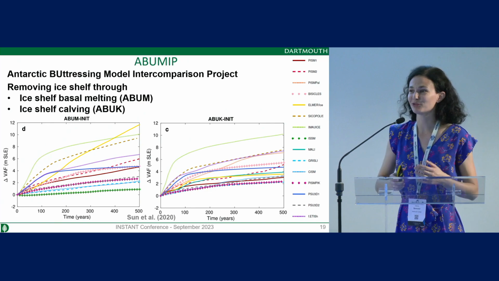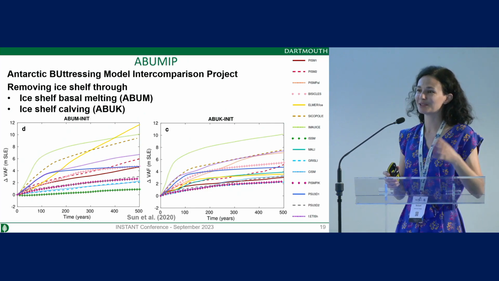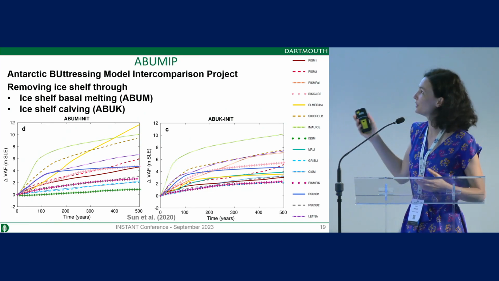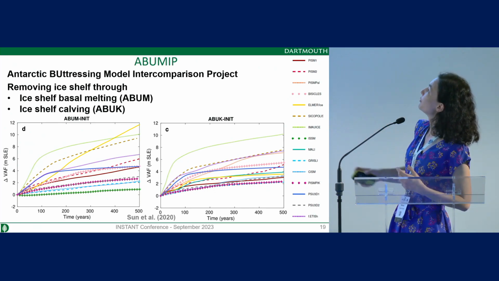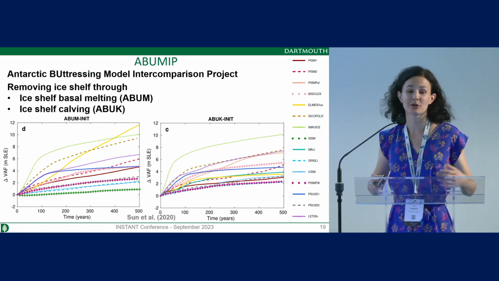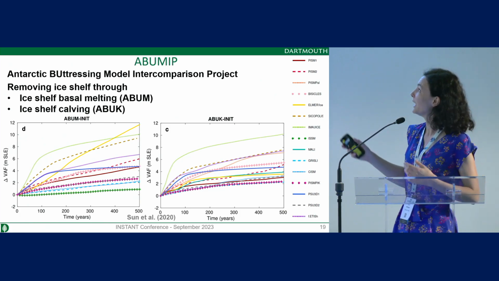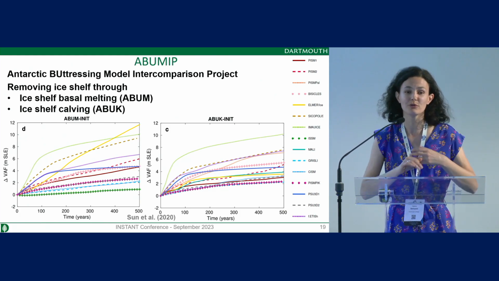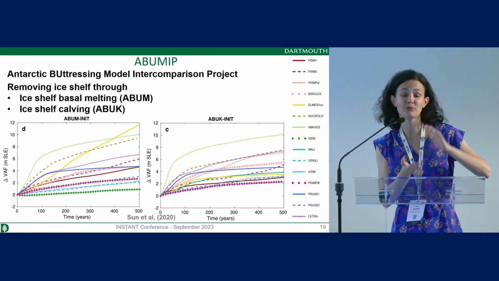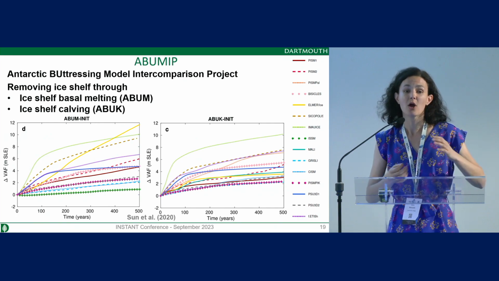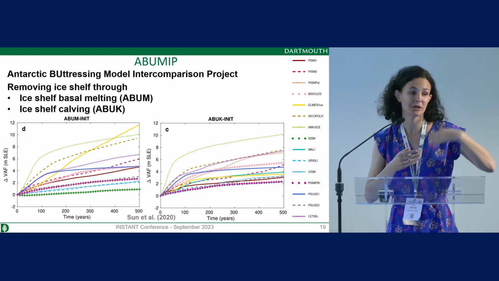And this conference is called INSTANT, for instability and threshold, so I could not finish before talking about this ABUMIP, the Antarctic Buttressing Model Intercomparison Project, that also builds on these models that were done for ISMIP6. In that case, we want to remove the ice shelves entirely, either through melting them from really large and rapid ocean melting, or from calving any ice that's floating.